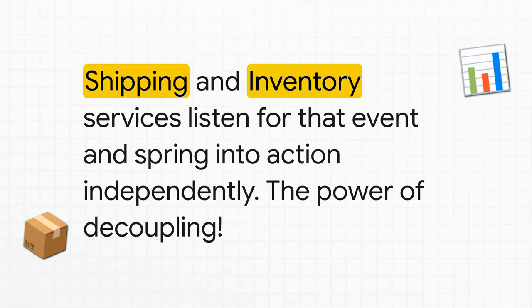Over here, you have the shipping service. Over there, you have the inventory system. They're both just listening for that order-created event. When they hear it, they each kick off their own totally independent processes. Shipping starts creating a label, while inventory updates the stock count. And here's the key. They don't know or even care that the other one exists. They only care about the event itself.